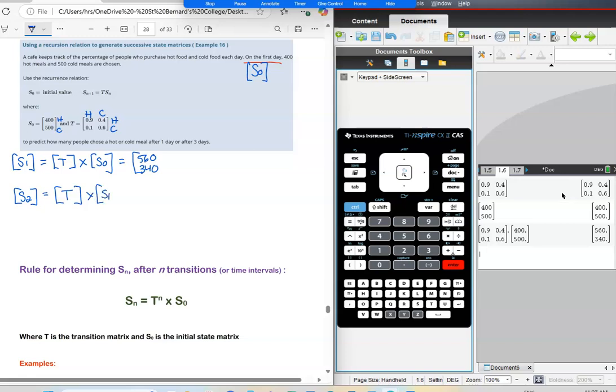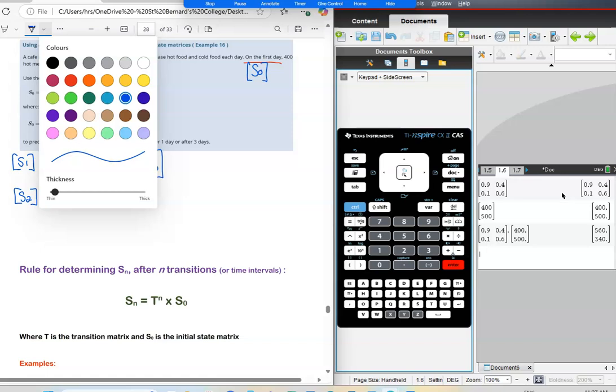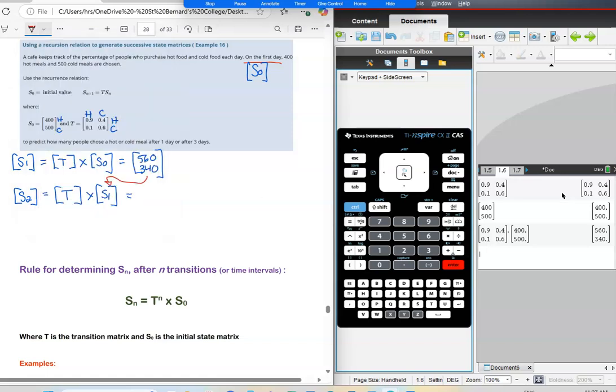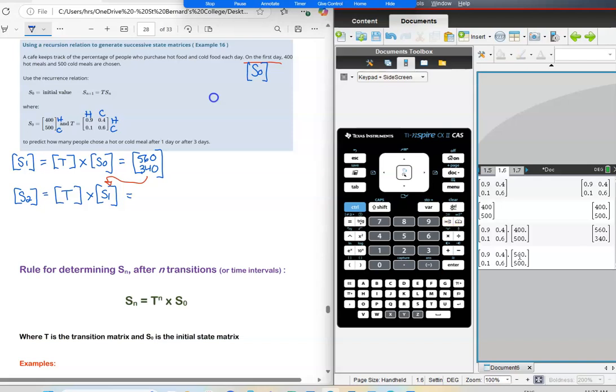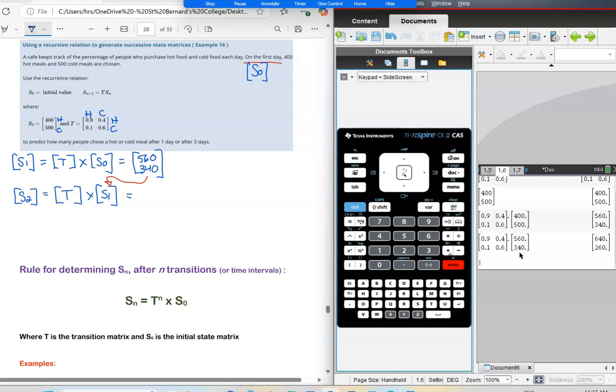So I'm going to step it up and first I'm going to find out what S2 is. So once again, all I have to do is put this answer into there. So let's do that on the calc. I'm just going to highlight what I did before and edit this. We now have 560 on the top and 340 on the bottom. So we click on that and we end up with 640 and 260. So this is S2, this was S1.